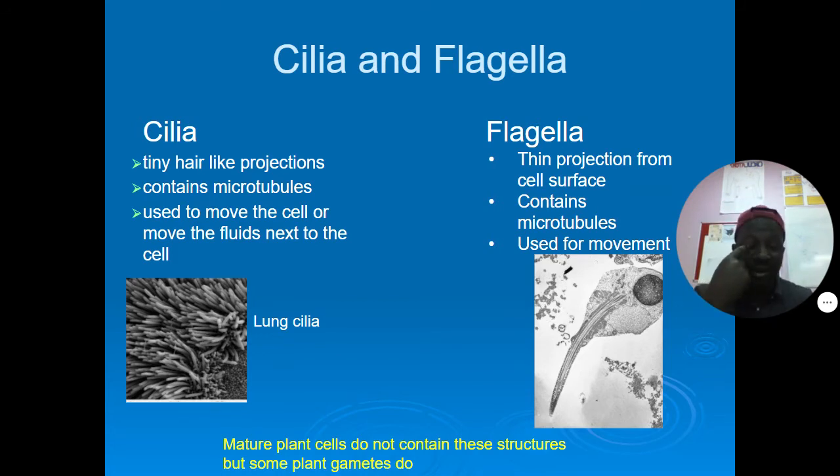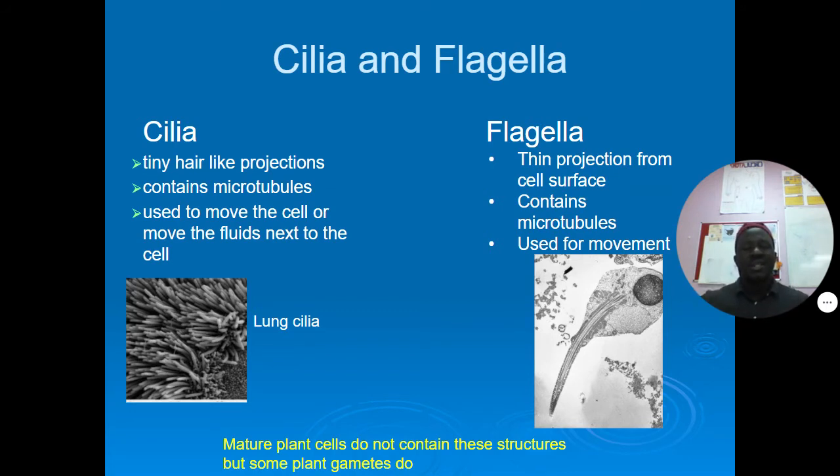We also have the cilia on top. We have them in the ear. So what's the importance? They are tiny hair-like projections containing microtubules, and they are used to move the cell or move the fluids next to the cell. If you check inside your nose, if you sneeze, in the lungs, we have those cilia which beat up the mucus to take it up against gravity and come in the nose, then you collect it here. So that's the importance of the cilia inside.